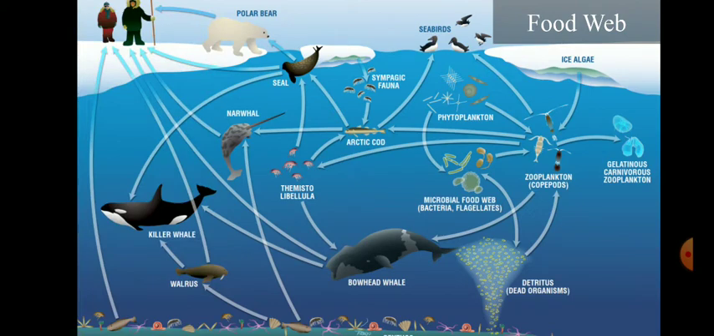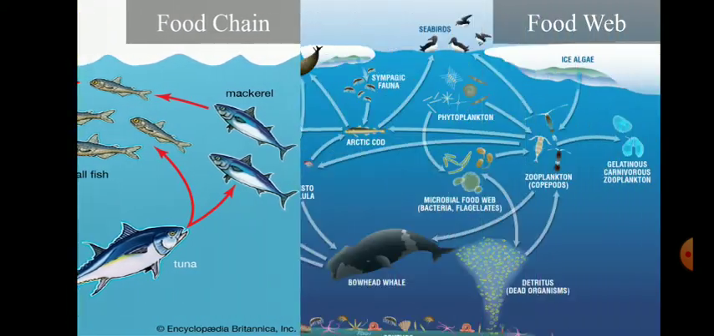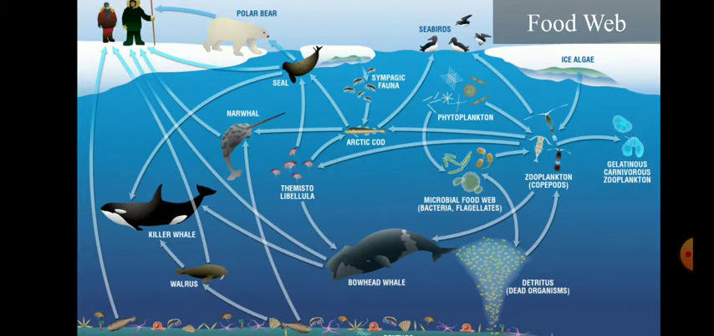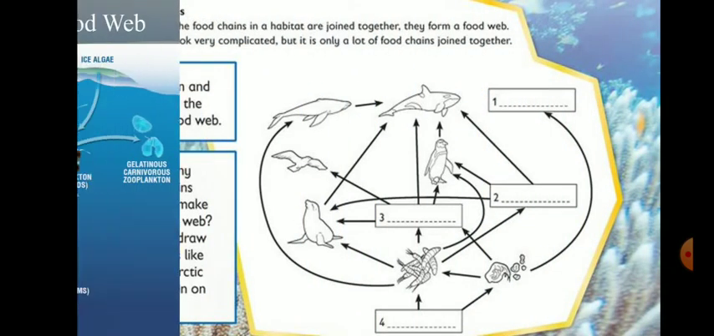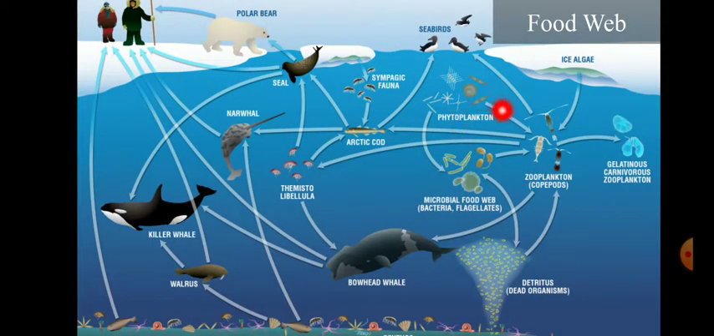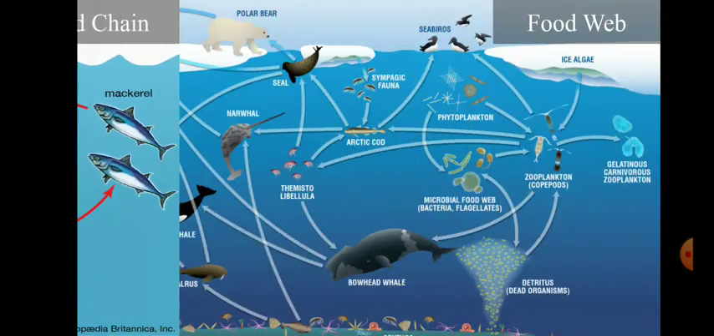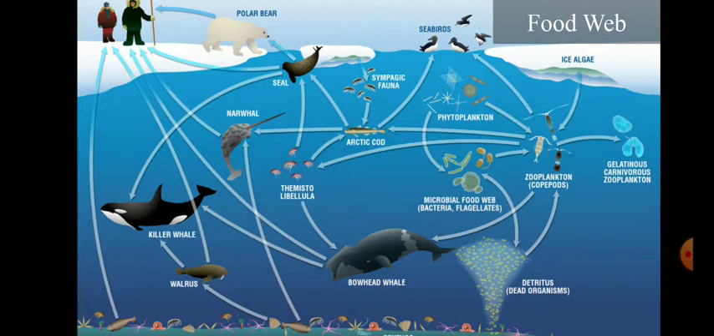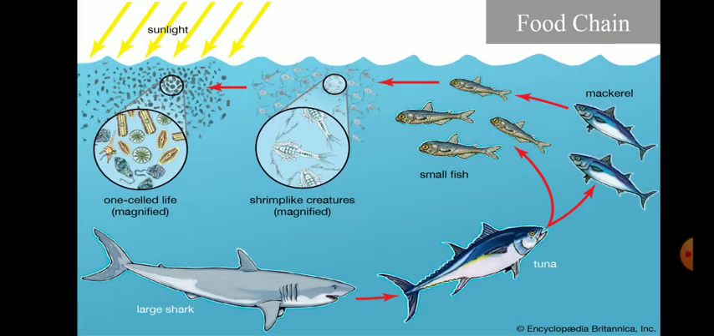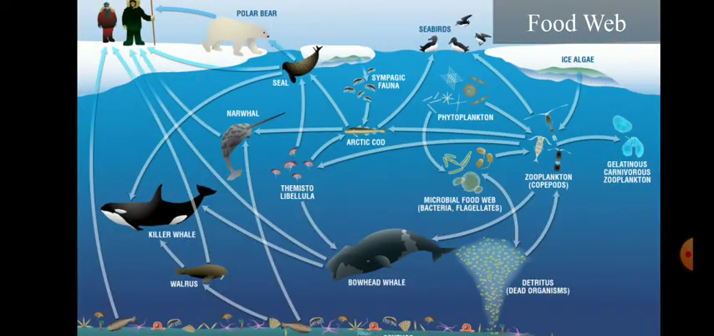Food web. What is the difference between a food chain and a food web? As you can see, the food web comprises a lot of animals. You have phytoplankton, bowhead whale, narwhal, etc. You have many things here. But in the food chain, you don't have as many things as you have in the other one. So the difference is that a food web is more complex, is bigger than a food chain. You can see you have many animals here, as compared to the food chain.